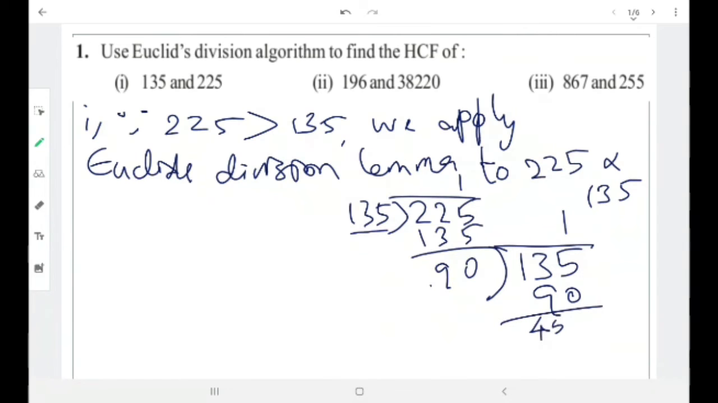The remainder is 45. Here the remainder is not equal to 0, therefore continue. This divisor will become the dividend. 45 times 2 is 90. Remainder is 0.